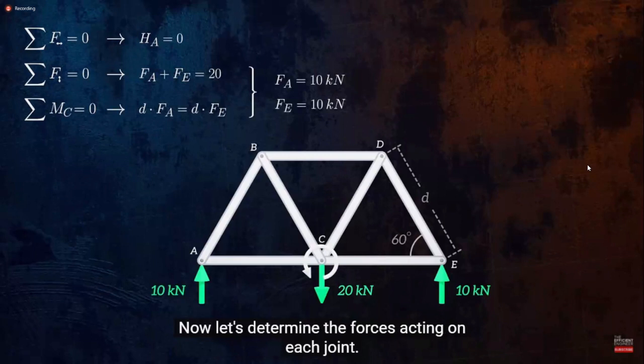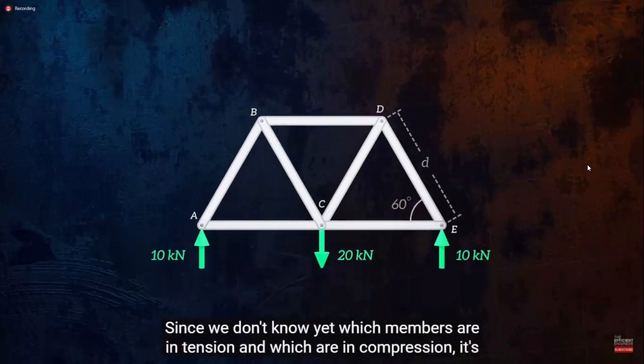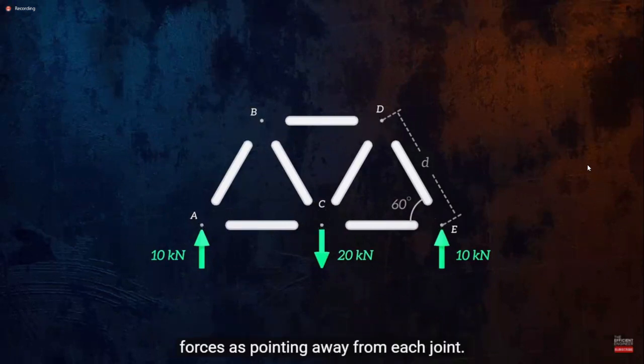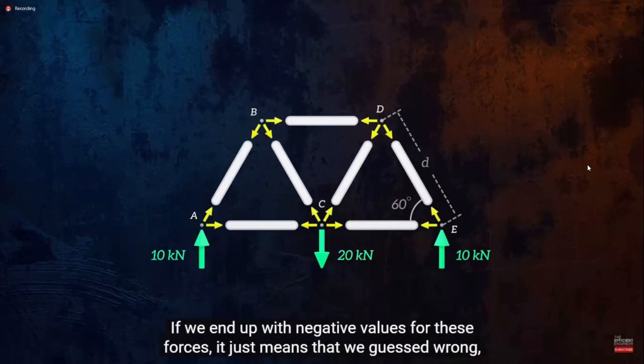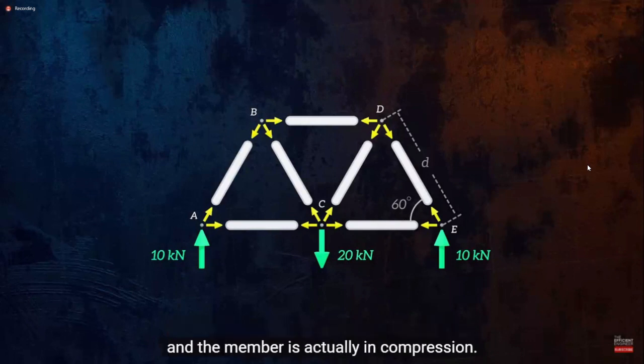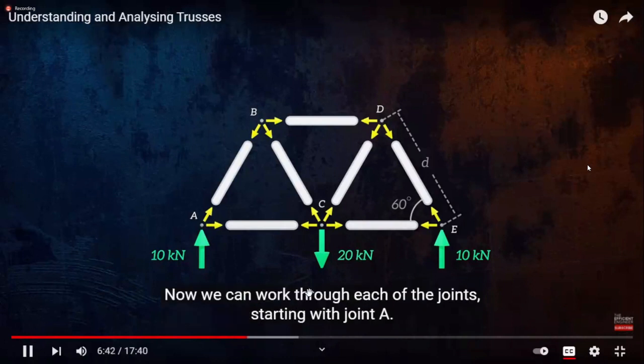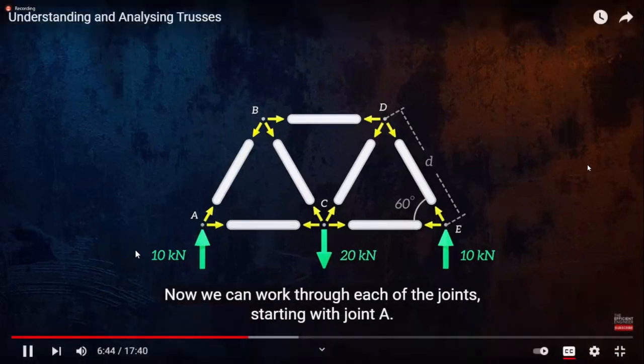Now let's determine the forces acting on each joint. Since we don't know yet which members are in tension and which are in compression, it's easiest to just assume that all of the members are in tension, and so we'll draw the internal forces as pointing away from each joint. If we end up with negative values for these forces, it just means that we guessed wrong, and the member is actually in compression. Now we can work through each of the joints, starting with joint A.